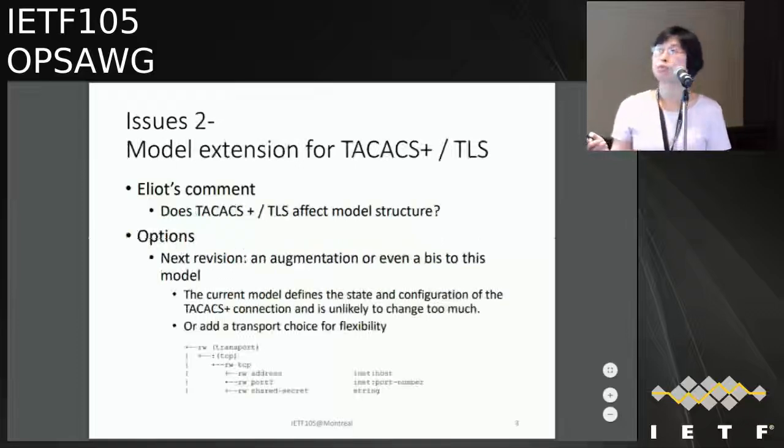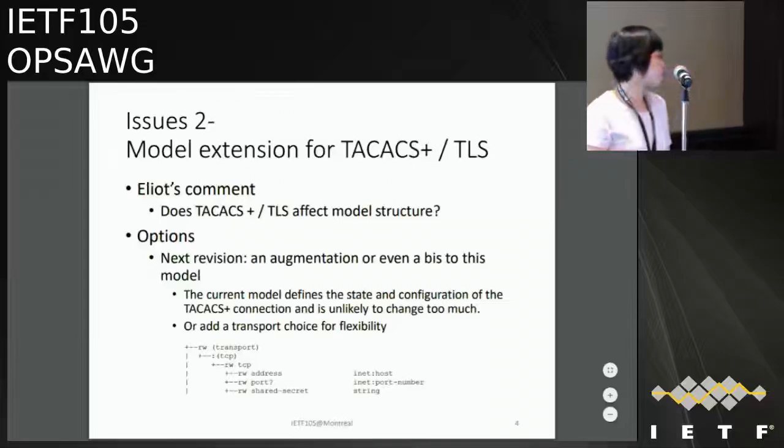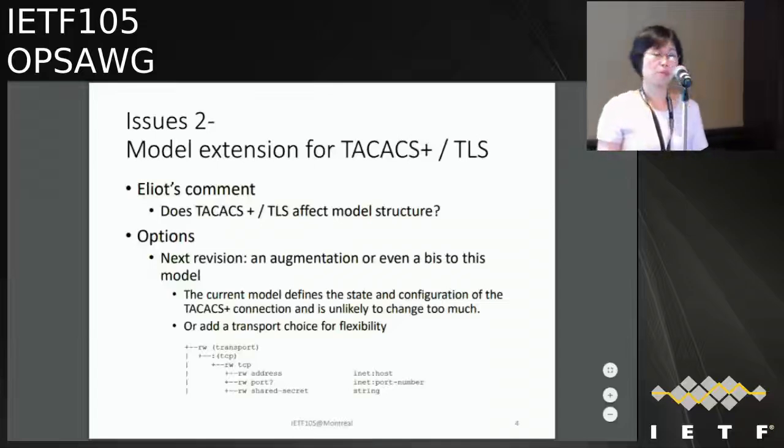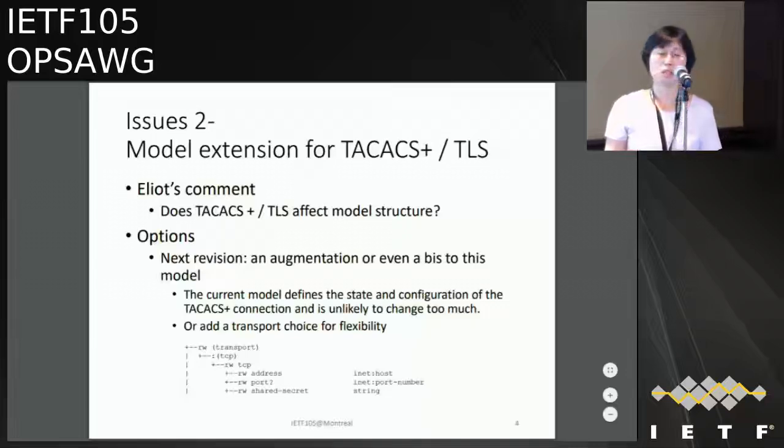The next issue is also from Elliot, that since the working group may have a plan to define TACACS++, like a TLS extension, maybe that extension will affect the whole TACACS Young model structure. So here we think there could be two options. One is, as Joe the chair proposed, to do another augmentation or a next release of this draft to address the TLS extension later. And the other choice is we can leave a transport choice for flexibility in the Young model. So I'd like to hear what the working group thinks about this.